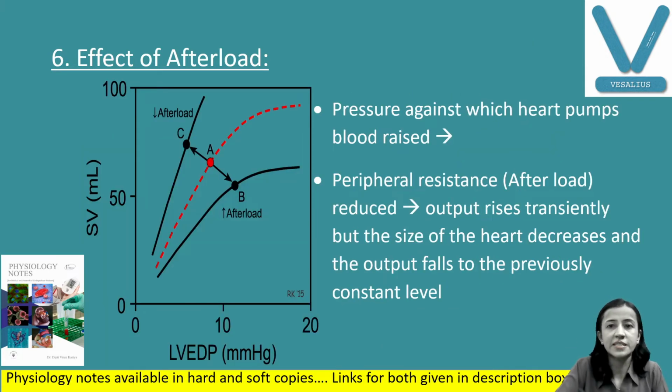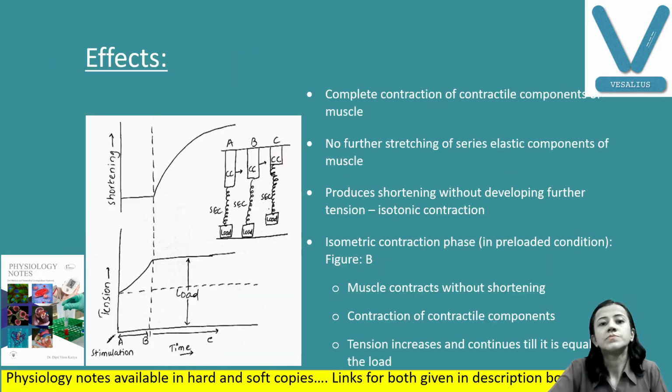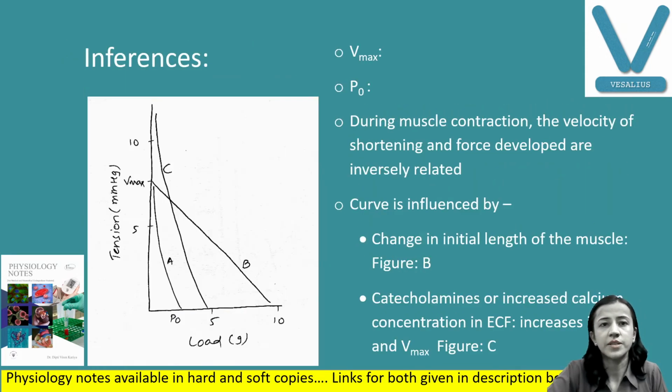Okay, you can see here the pressure against which the heart has to pump. This is the normal effect of end diastolic volume on the stroke volume. When afterload decreases, stroke volume increases, and when afterload increases, stroke volume decreases. Okay. Now, I am not going into much detail on this one.